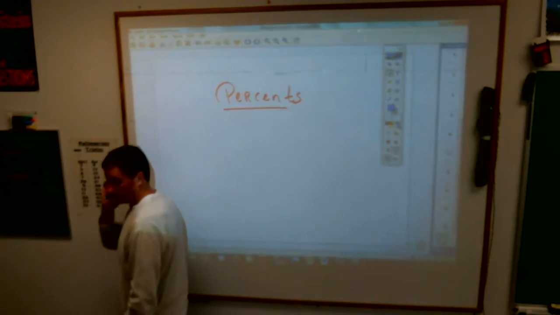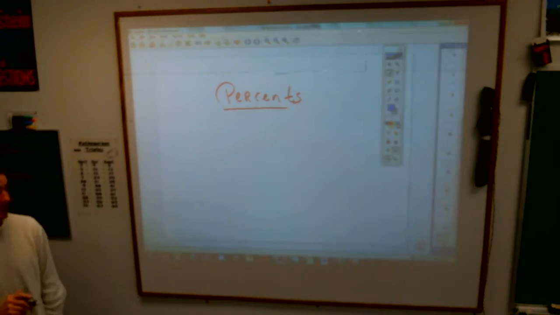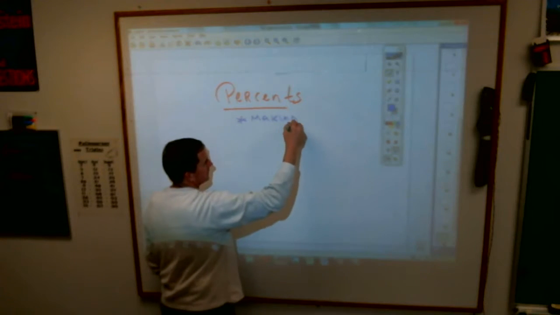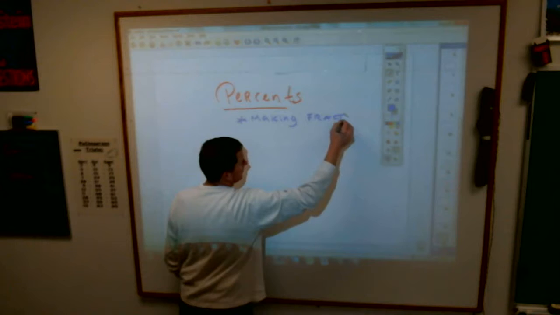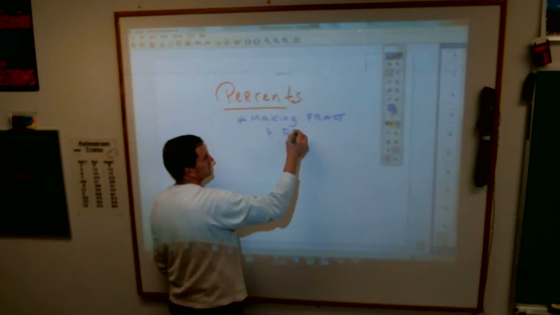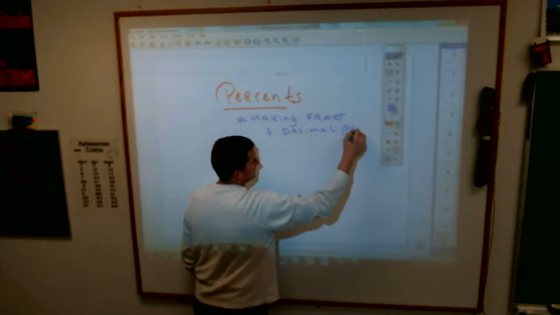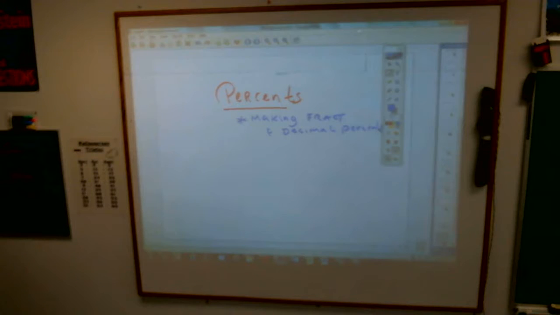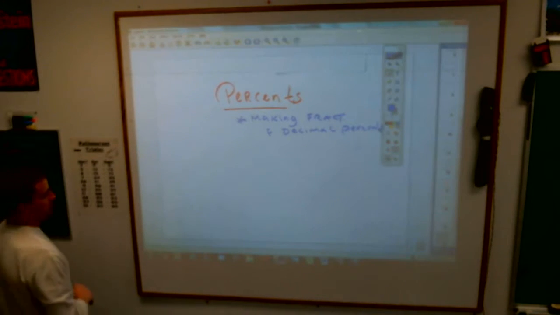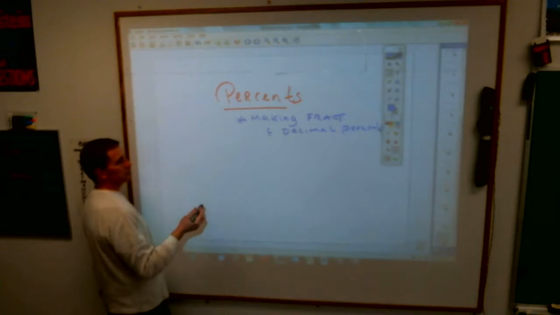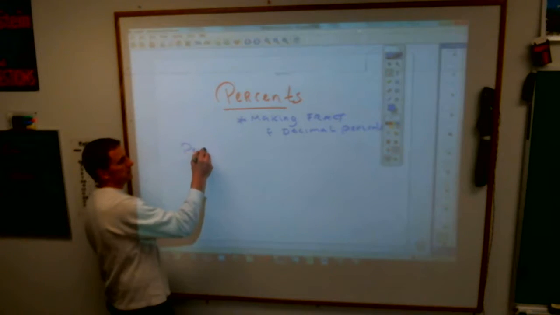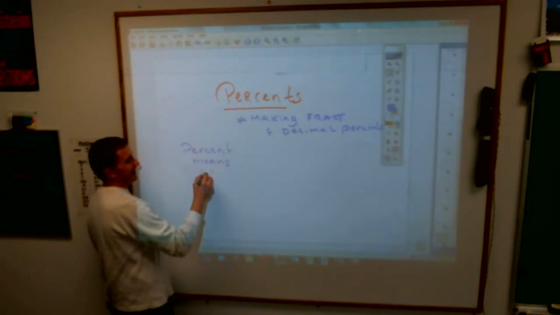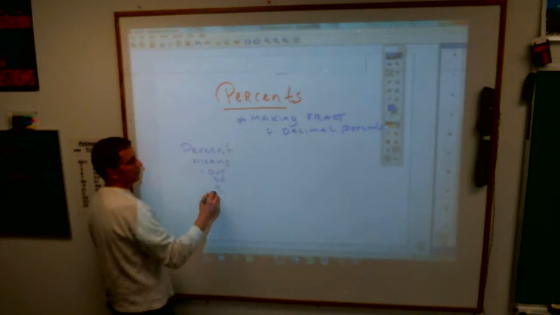And the little subheading under percent is writing fractions and decimals as percents. Making fractions and decimals percents. And the key to this, with the fraction part of it anyway, is that you need to remember that percent means out of 100.